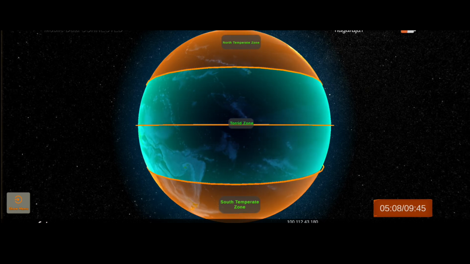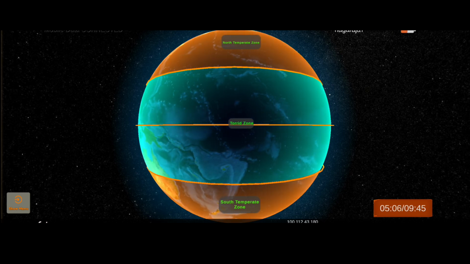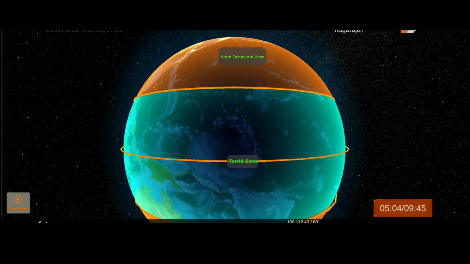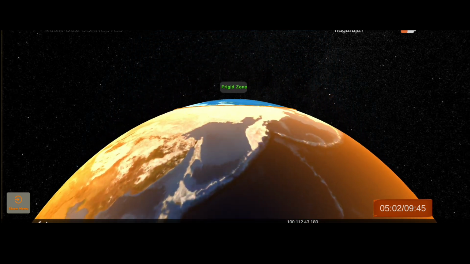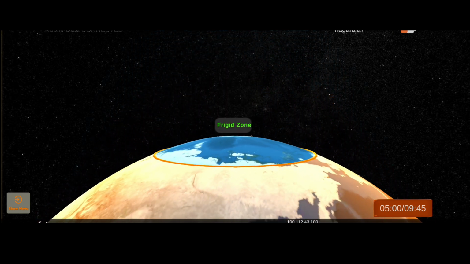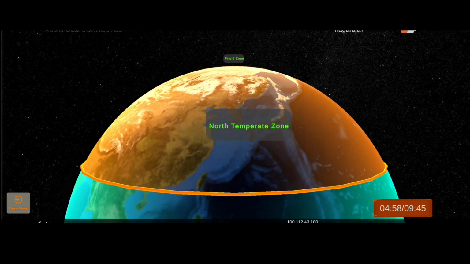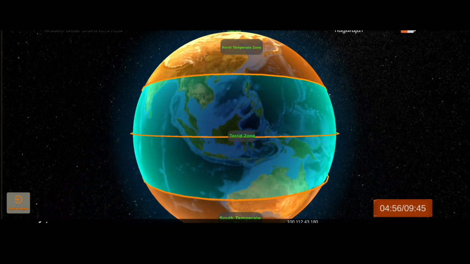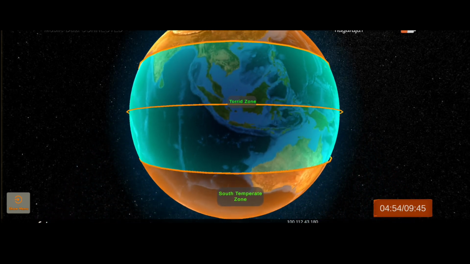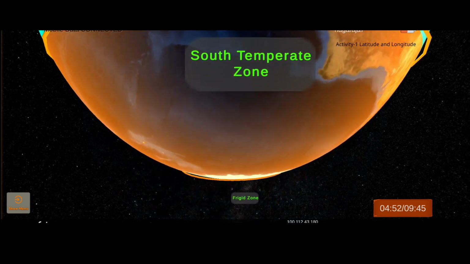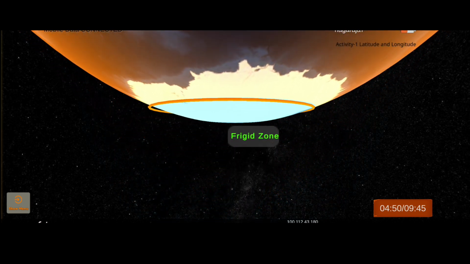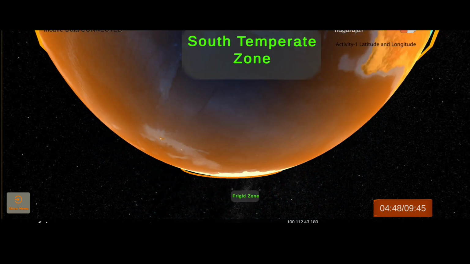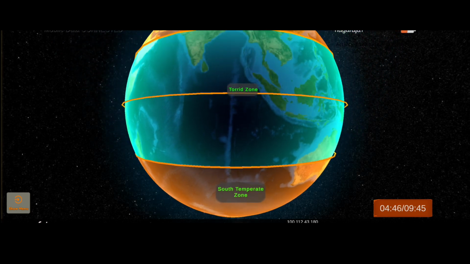Here, we have the frigid zones, which are situated near the poles. In the Northern Hemisphere, the frigid zone extends from the Arctic Circle to the North Pole, while in the Southern Hemisphere, it stretches from the Antarctic Circle to the South Pole. The frigid zones are known for their extremely cold temperatures.